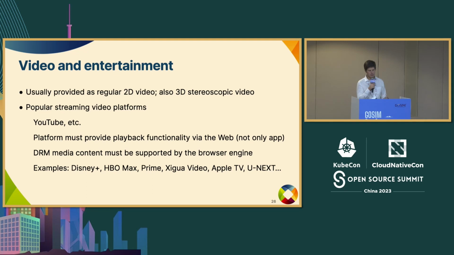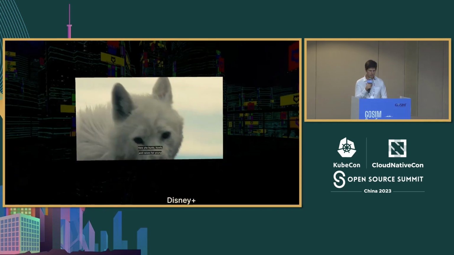This covers platforms such as YouTube and other video websites. And it also covers video services like Disney Plus and many, many others that provide subscription services and provide video that is protected by DRM, by digital rights management systems, which needs to be decoded specifically so that the people can watch them.